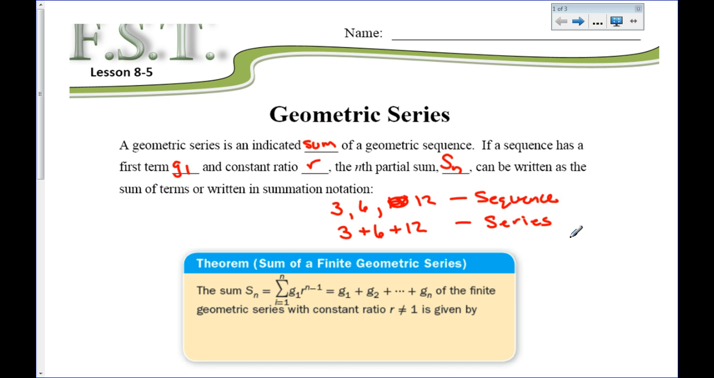So a general way you would do this is you would write out all your numbers and add them up. But there's a much easier way of doing that. You can use this formula: S sub n equals g sub 1 times 1 minus r to the nth power, over 1 minus r.